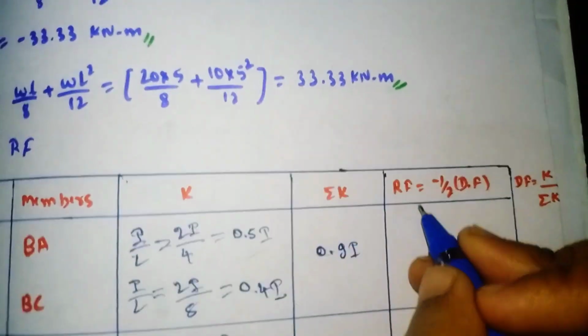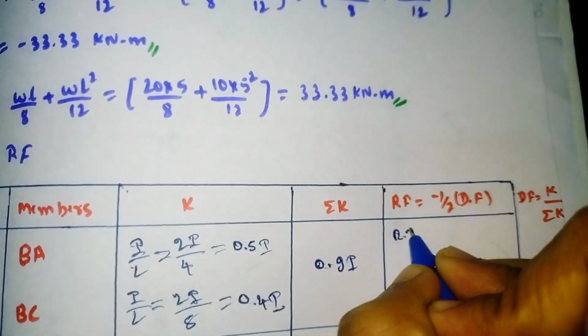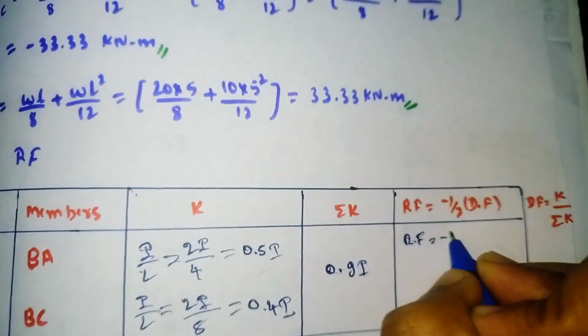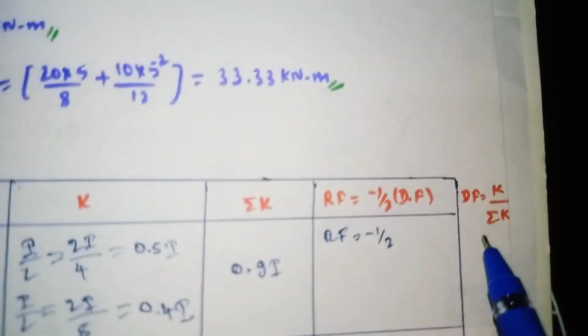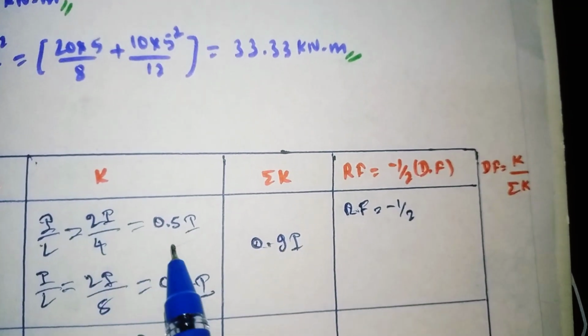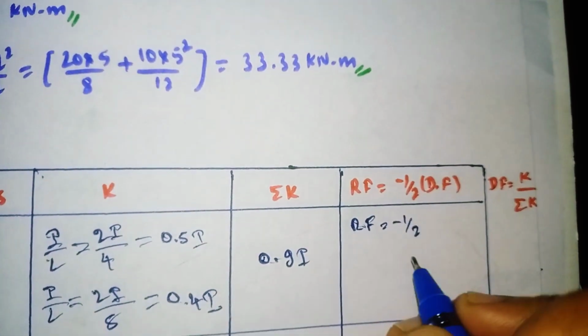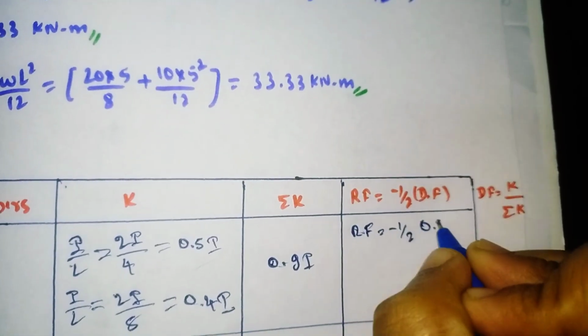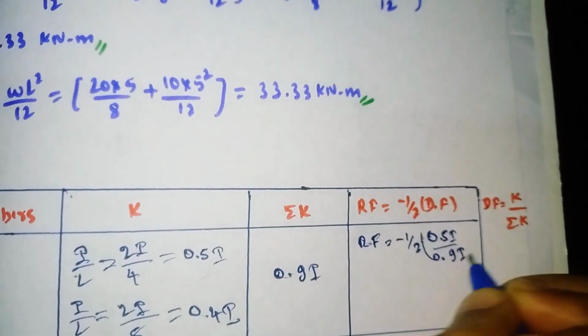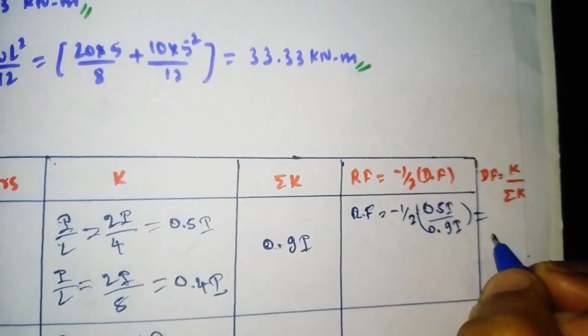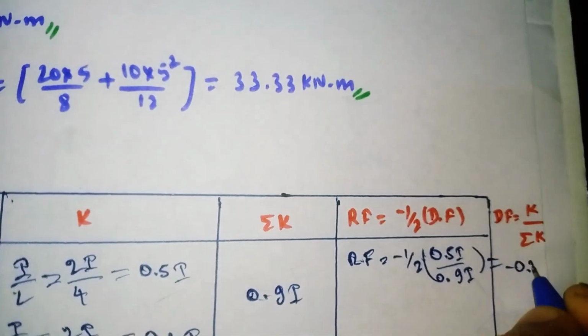Now for the rotation factor we have the formula: minus one half of the distribution factor. The distribution factor formula is K divided by summation of K. So K is 0.5 and summation of K is 0.9. So 0.5I divided by 0.9I will come out as minus 0.27.